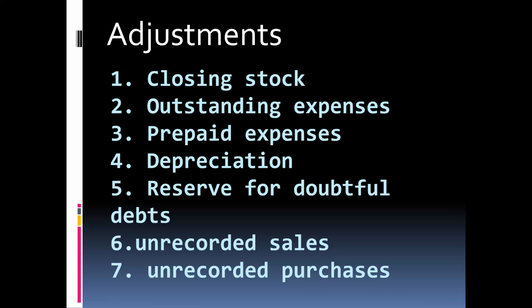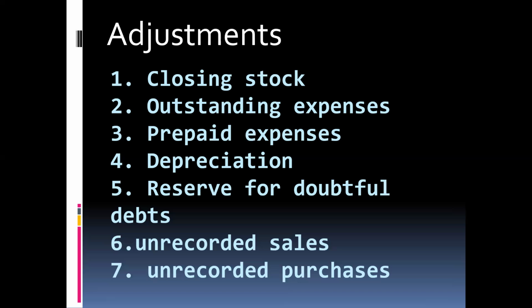Third adjustment is for prepaid expenses. Prepaid expenses are expenses which are paid in advance, like insurance premium. Generally, we may pay this in advance. So if such adjustments are given, it will be deducted from the concerned expense and it will be recorded as an asset.